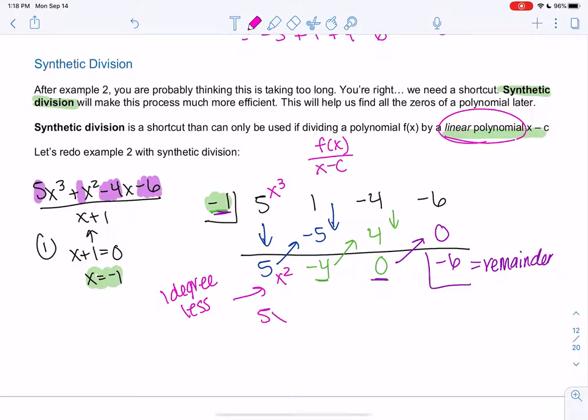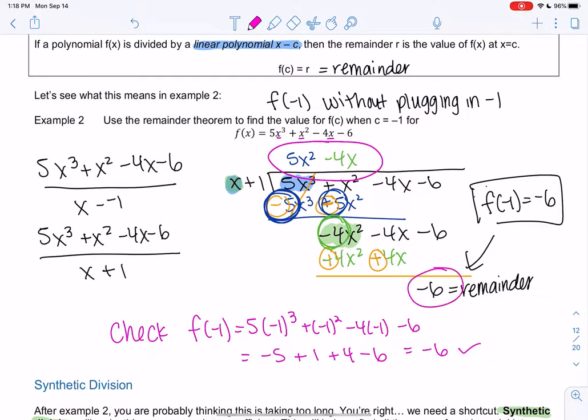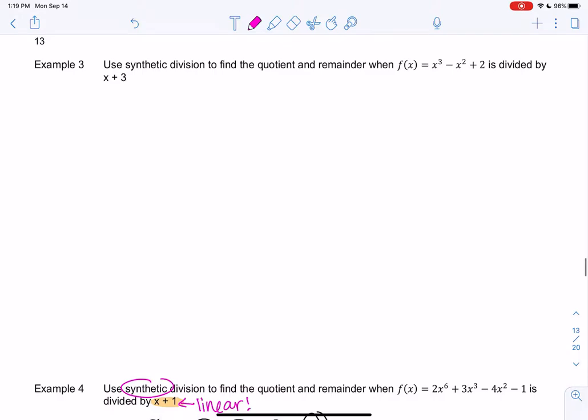And so we'll get 5x squared minus 4x, and then this would be plus 0. So 5x squared minus 4x, which is going to match what we got before. And then the remainder. So it matches. This is our quotient. And then we often add the remainder, so negative 6 over x plus 1. But we were only finding the remainder here, but just to relate it. So let's just try synthetic division again, and hopefully after a couple examples it'll make more sense. So you're not an expert yet, and that's okay. So let's try this next one.